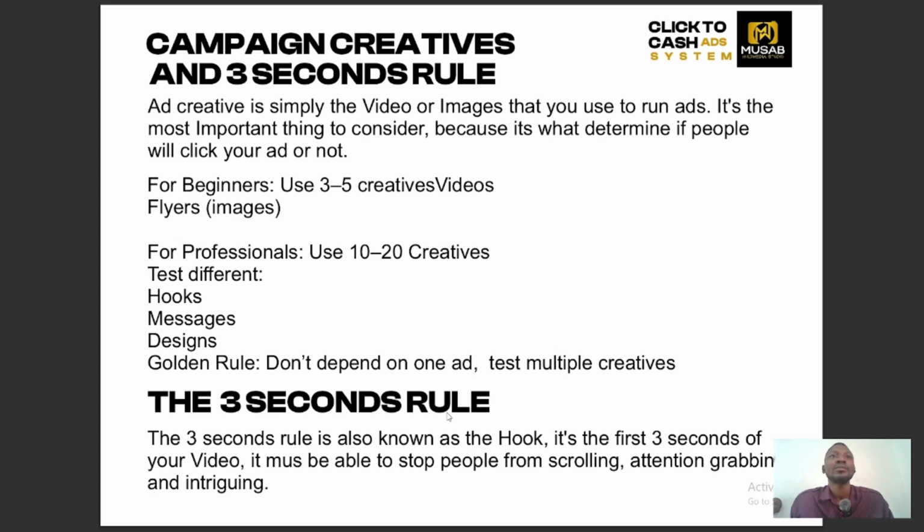Now, campaign creative and the 3 seconds rule. So what is campaign creative? I've already explained what creative is when I was explaining the ad to you in the introductory module. The creative is simply the video or image that you use to run your ad, and it is the most important thing to consider because it is what determines if people will click your ad or not.